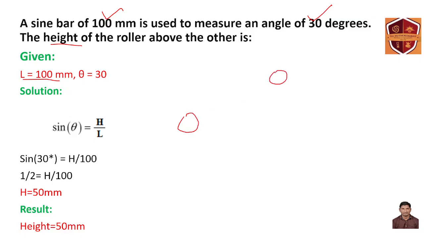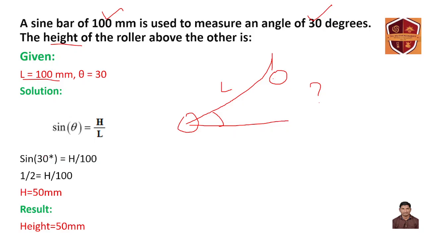This is the center to center length, and this is the angle. Length is given and the angle is given. What is the height? Height is asked. So what is the formula? Sin theta is equal to h by L. By using this formula, you can easily find out the height.